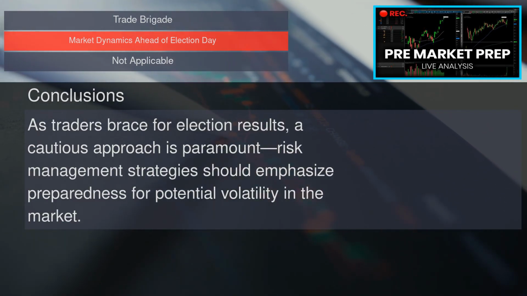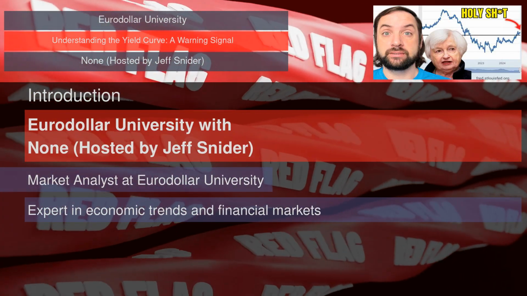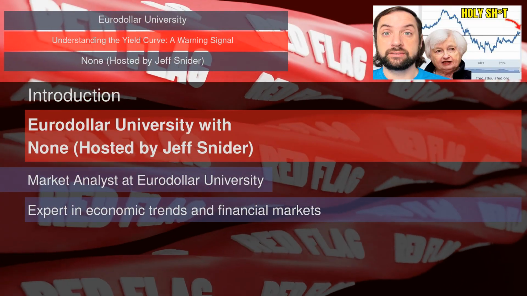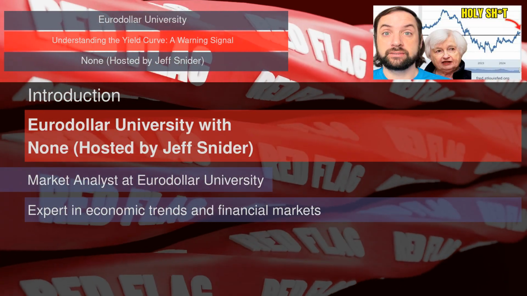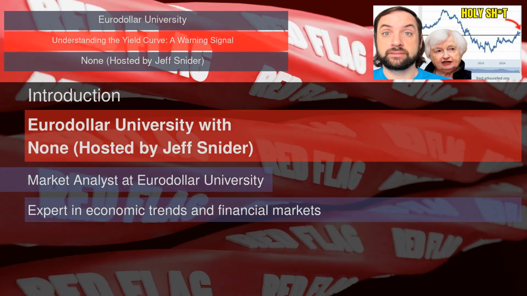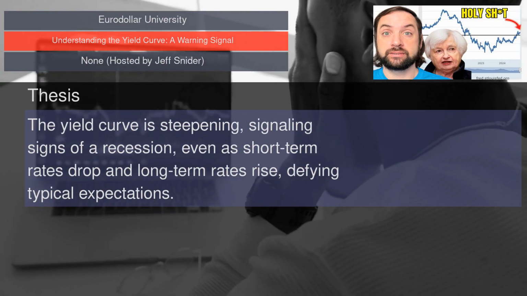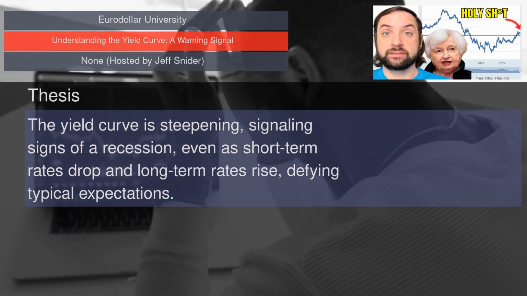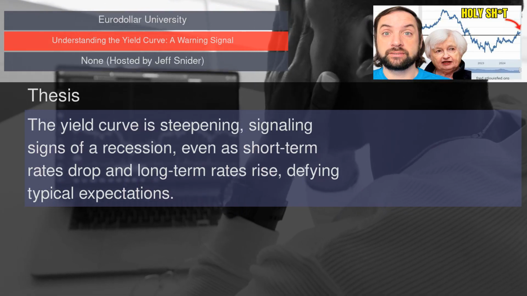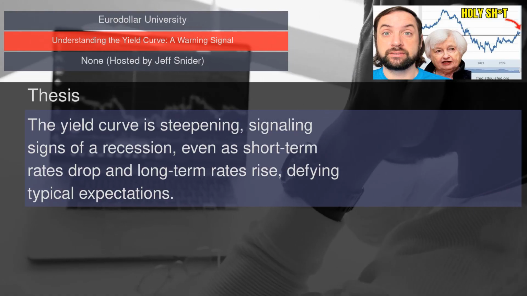Volatility could define today. In this eye-opening discussion, we unravel the complexities of the yield curve and what it might be signaling about our economy. It's fascinating, isn't it? The yield curve seems to be doing its own thing lately. What does this strange yield curve behavior mean for the economy? It's steepening, which is often a recessionary signal. Quite paradoxical when short-term rates are dropping. Right. It's almost counterintuitive. What could be driving these shifts?